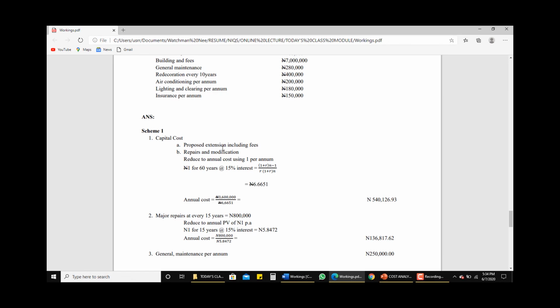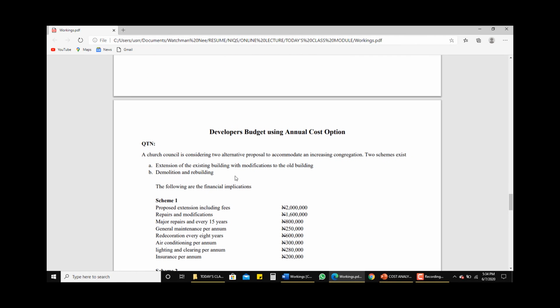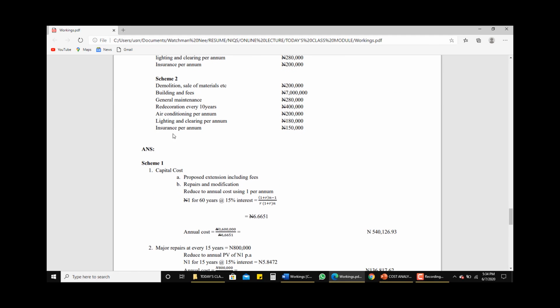For the capital costs, we have two here: the proposed extension including fees, and the repair and modification. How do we reduce these two costs to annual cost? We reduce them to annual cost using the annual cost of 1 naira per annum, so 1 naira for 60 years at 15% interest rate. The interest rate here is 15%. I think there is an omission in the typing of the question, it is 15%.